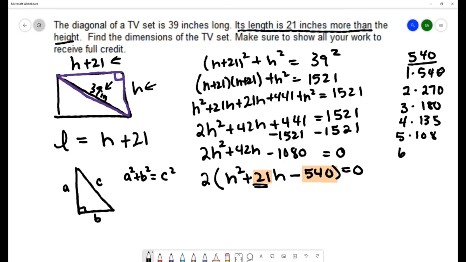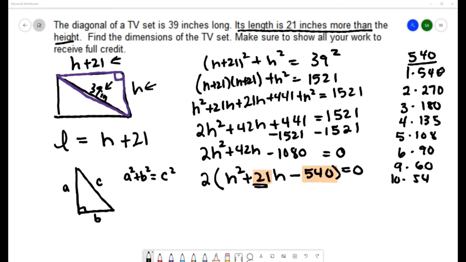Let's try 6. 540 divided by 6 would be 90. I don't think 7 would go in there, but let me try it anyway. Okay, 7 does not go in there. I don't think 8 will. How about 9? Yes, 9 will. 9 times 60. 10 times 54. And then I don't think 11 does. About 12.